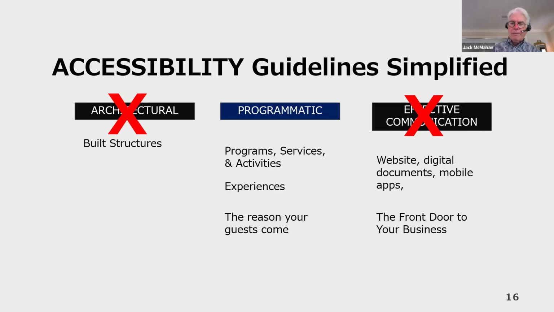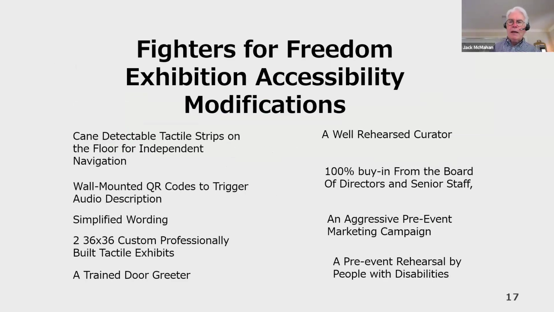Programmatic is simply the combination of experiences, programs, services, and activities. Your exhibit is the fundamental reason for your performance, the fundamental reason that guests come. It's not because you've got a beautifully accessible restroom. People don't walk away saying, wow, what a great restroom that was. What they walk away with is what a great exhibit that was. So programmatic accessibility is the reason they come, and it's probably the most important area of accessibility in your venue. So here's what we did, and I think that Randall is going to be a little bit more elaborate with this.